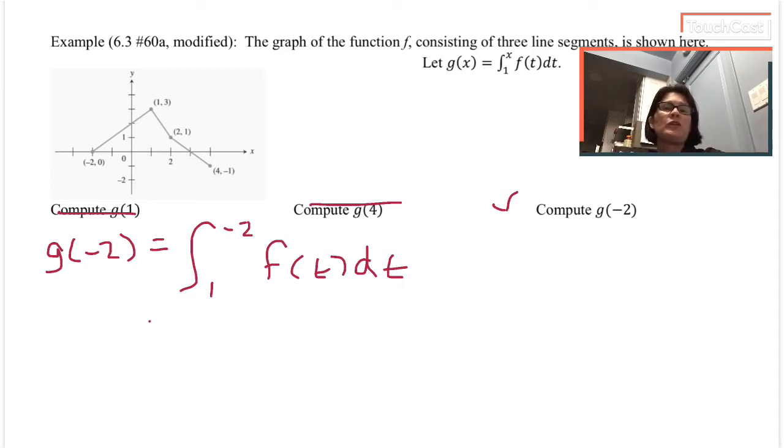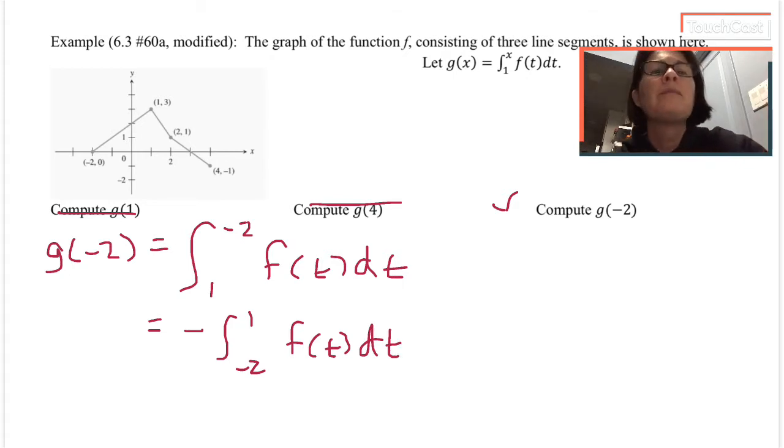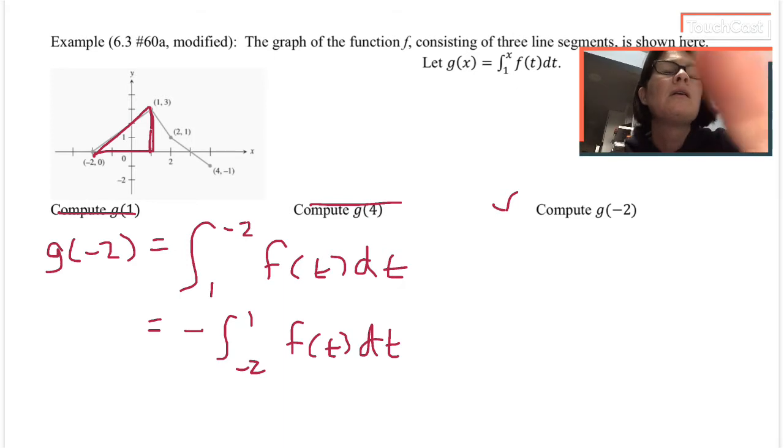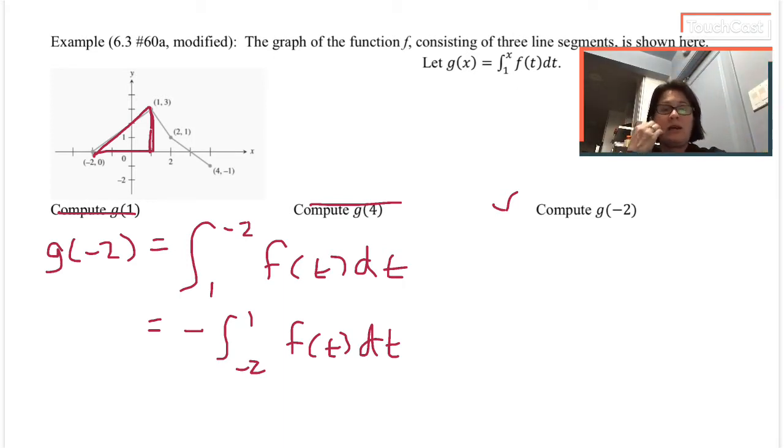So my first step is going to be to change the limits. But if I do that, I'm going to have to take the opposite of the integral. So it's going to be the opposite of the integral from negative 2 to 1 of f of t. Now I can look at my picture. Between negative 2 and 1, that's nice. It's one single triangle. It's above the input axis, so I just have to find the area of that triangle. But notice I still have a negative here. To clarify, that negative is this negative.